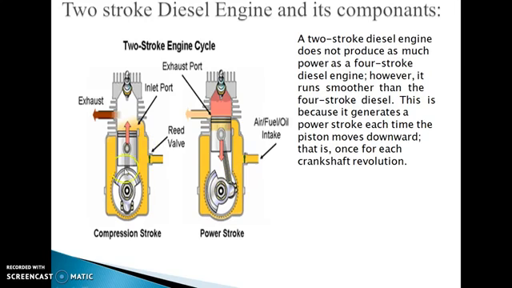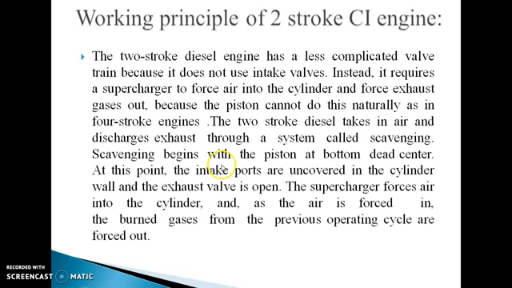As we have seen, here the air is compressed, that's why it is called the compression stroke. Here power is developed, that's why it is called the power stroke. The two-stroke diesel engine has a less complicated valve train because it does not use an intake valve. Instead, it requires a supercharger to force air into the cylinder and force exhaust gas out, because the piston cannot do this naturally as in a four-stroke engine. The two-stroke diesel engine takes in air and discharges exhaust through a system called scavenging. Scavenging begins with the piston at bottom dead center.